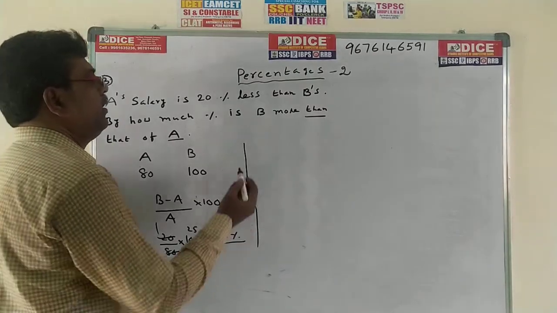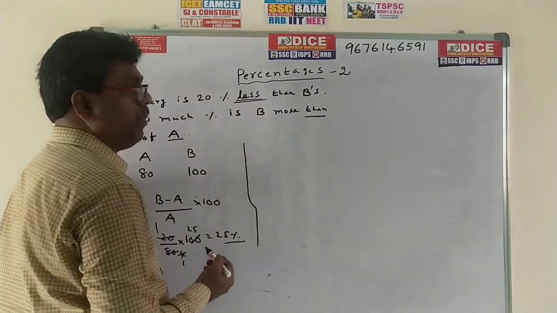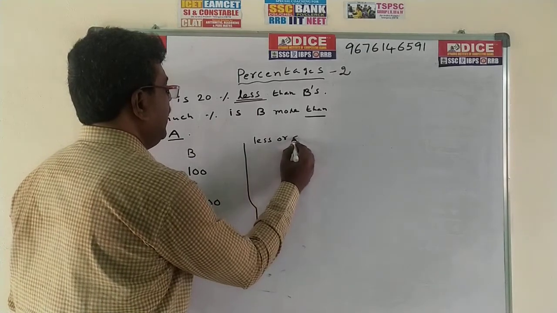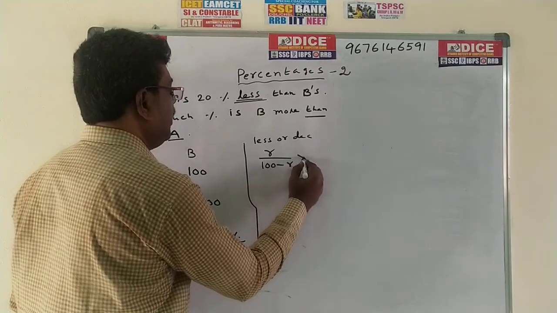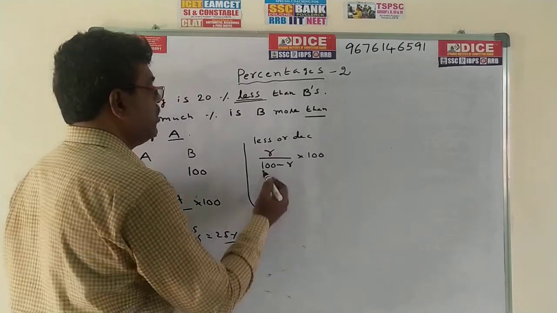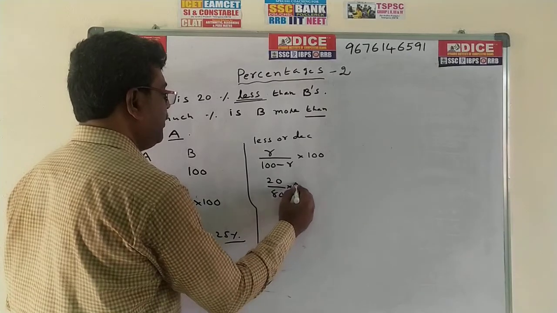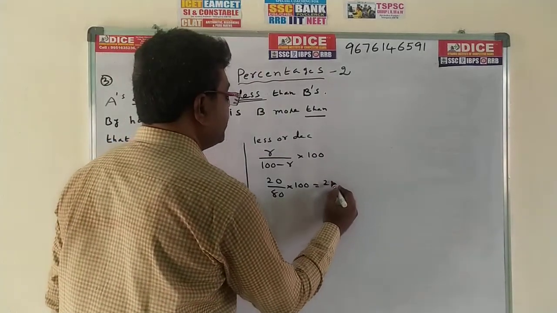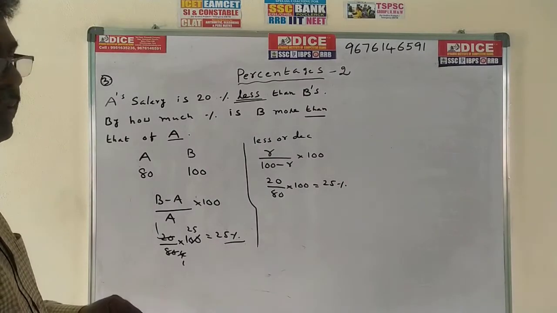Now go for the shortcut. Less is there. In the problem, you should underline 'less'. Whenever there is less or decrease in the problem, the shortcut formula is R by (100 minus R) into 100. So R is nothing but 20. 20 by (100 minus 20), that is 80, into 100. The last step is 20 into 100 by 80. So the answer is 25%. 25% is the required answer. Just note this down.